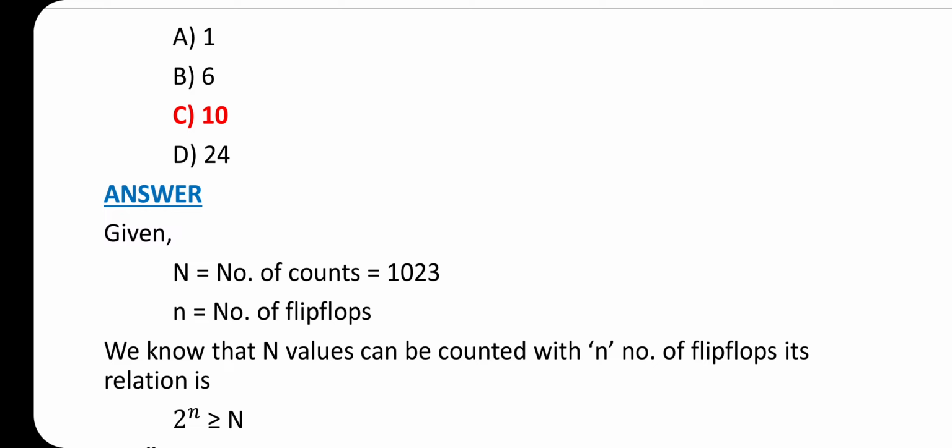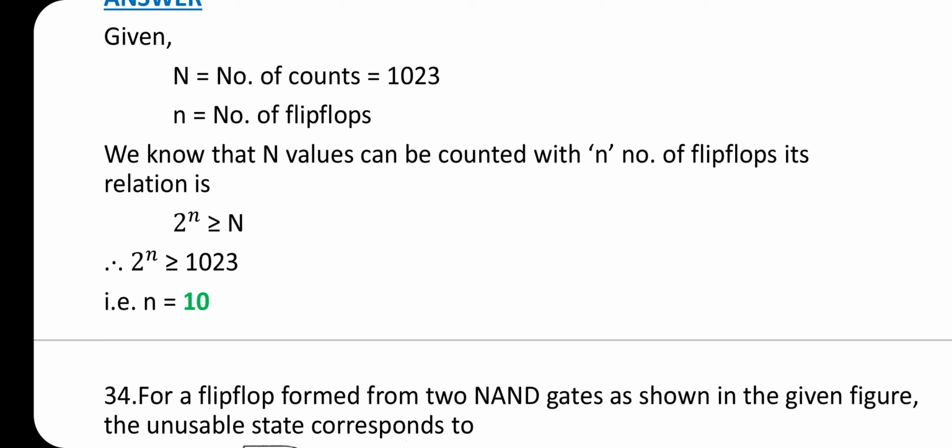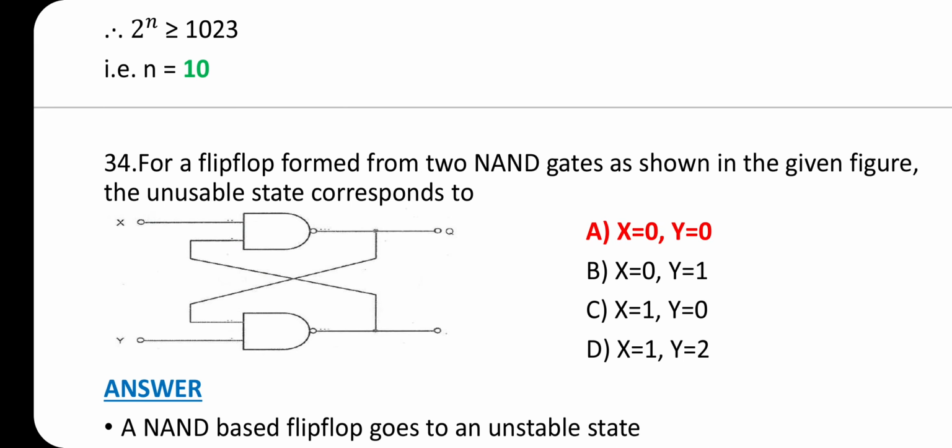Internally, counters use flip-flops to represent the current count and to retain the counts between clocks. N values can be counted with n number of flip-flops. The relation is 2 raised to n greater than or equal to N. Therefore, 2 raised to n greater than or equal to 1024. Therefore, the value of small n, that is the number of flip-flops, is 10.